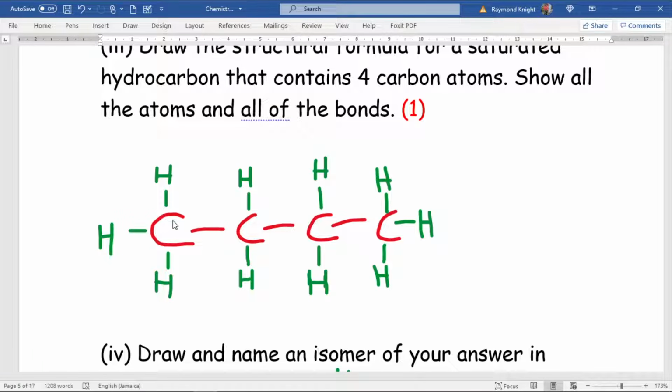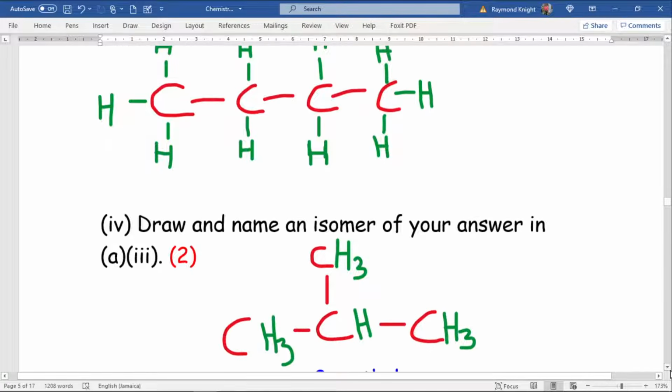If you notice, once you draw a carbon, there must be 4 total lines, or 4 total bonds, around it. So you could have 2 double bonds, or a triple bond and a single bond, or 4 single bonds. I draw the carbons. It is saturated, which means only single bonds, and you notice only single bonds around the carbons. So that will be our 1 mark answer right there.